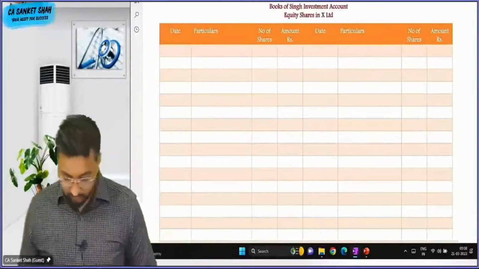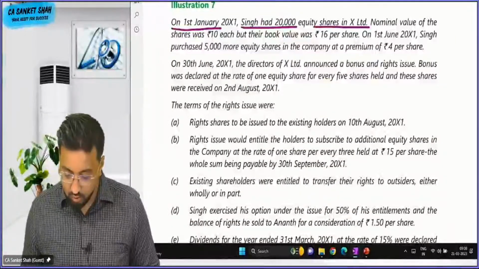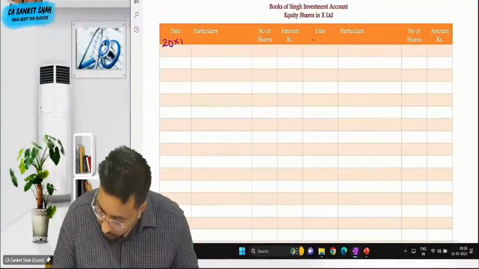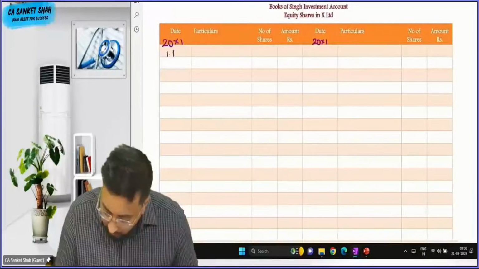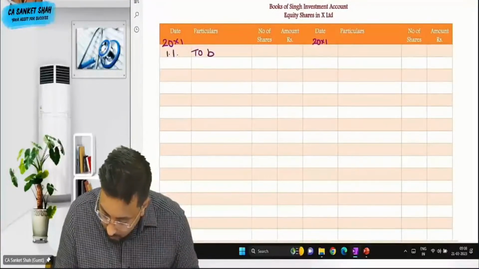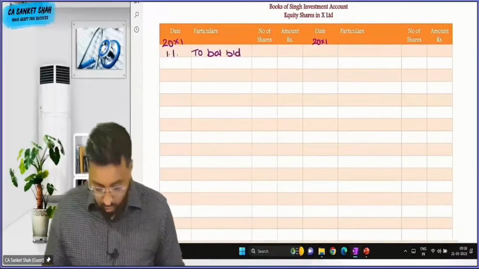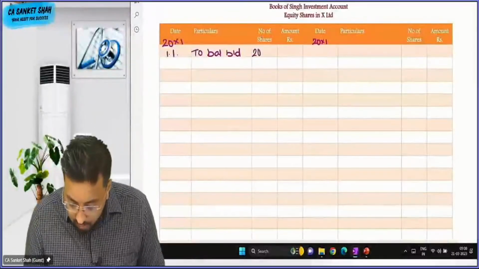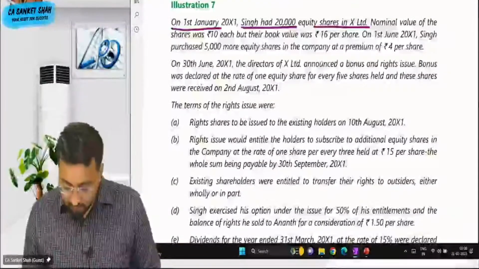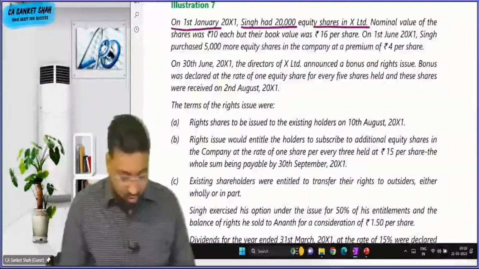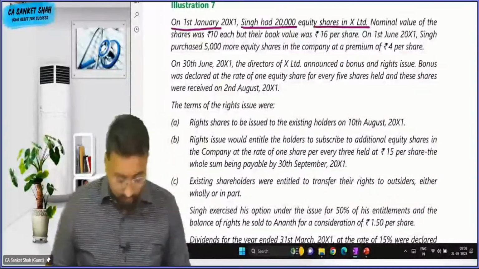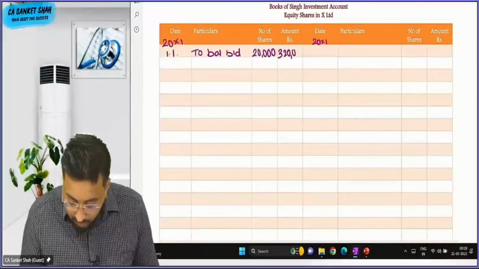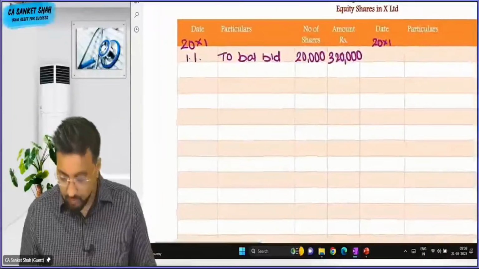Date. Now what is the first date? 1st January 2001. Year 2001, 1st Jan. To balance brought down, 20,000 equity shares of rupees 16 each, 3,20,000.